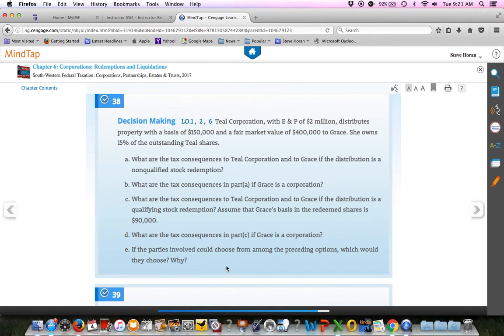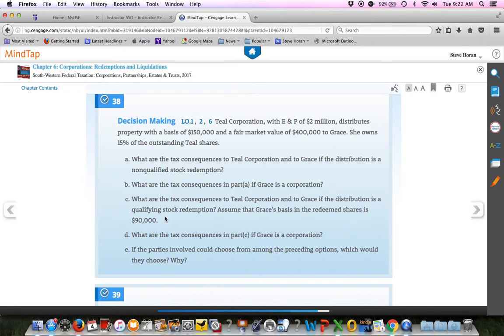Grace Corp has less than 20%, it's 15%, so less than 20% ownership interest in Teal. Therefore, the 70% dividend received deduction is applicable. So basically, 30% of the $400,000 would be dividend income. Okay, 30% of $400,000, which is $120, and the basis would still be $400,000.